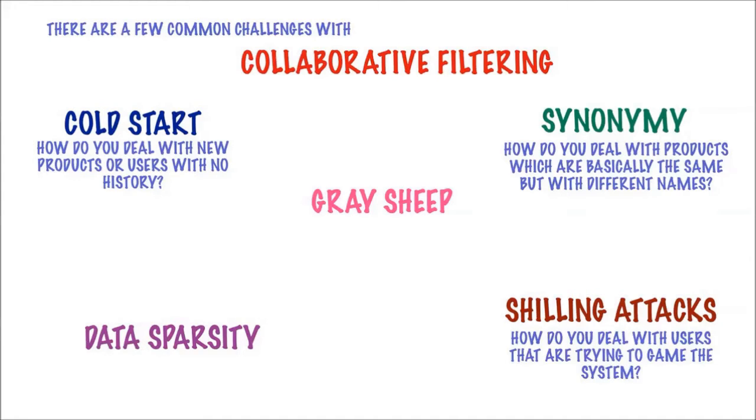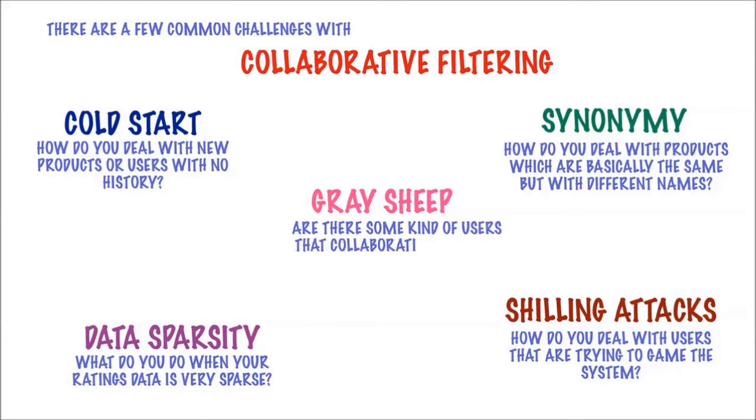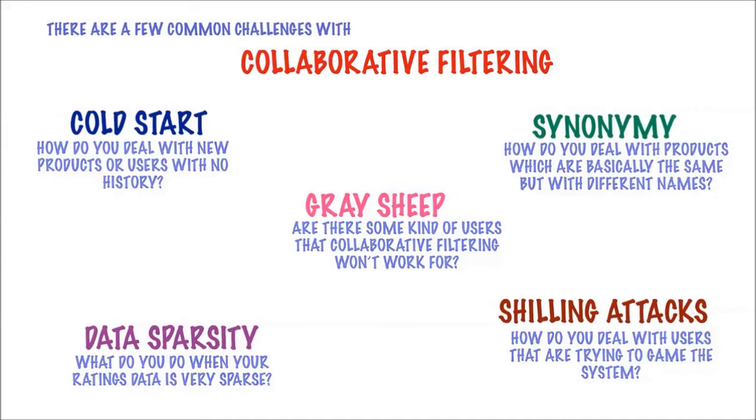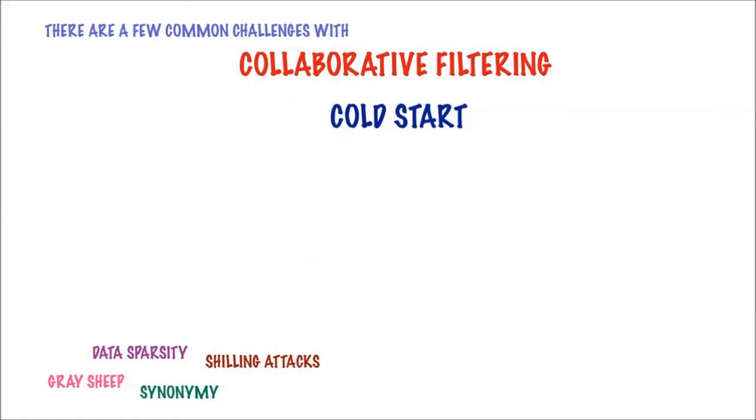Shilling attacks talk about how you are dealing with users that are trying to game the system of recommendations. We've seen time and time again that the user item rating matrix is very sparse. So how do we solve that problem? Gray sheep are users whose opinions are not very consistent. And how does collaborative filtering affect these kinds of users? Let's now go one by one into each of these challenges and see how we might solve for them. First, let's start with the cold start problem.